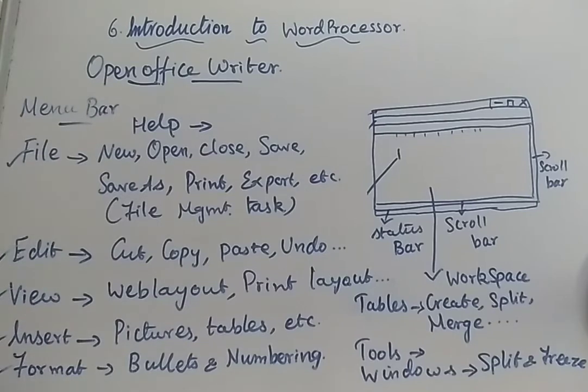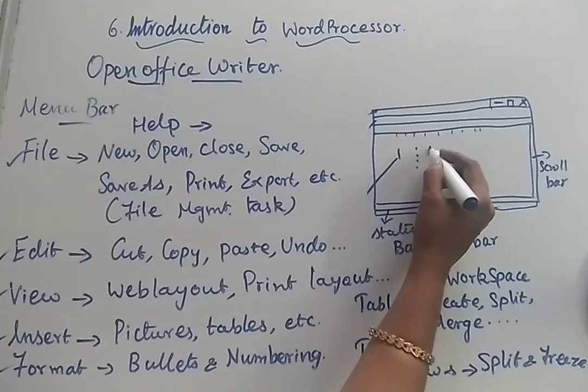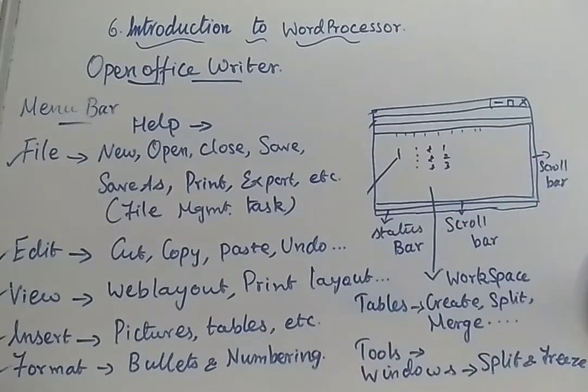What do you mean by bullets? For example, if you are going to have dots in submenus, or a star symbol, or 1, 2, 3 numbering, all of that comes under bullets and numbering.